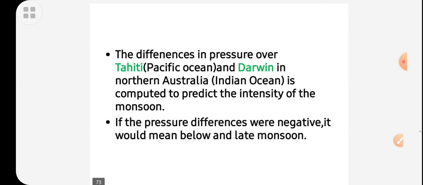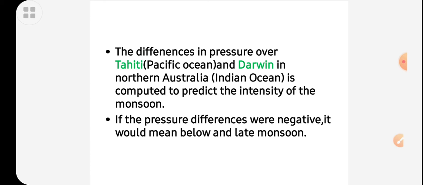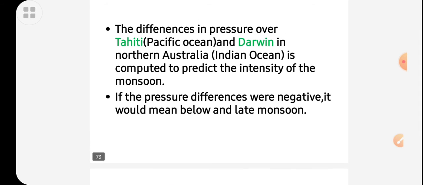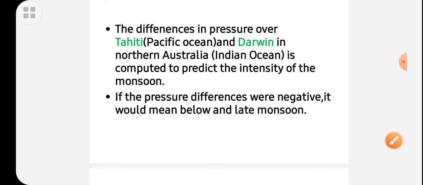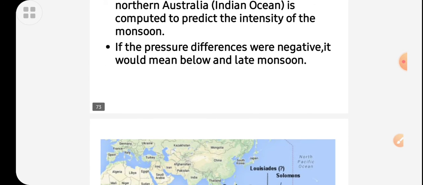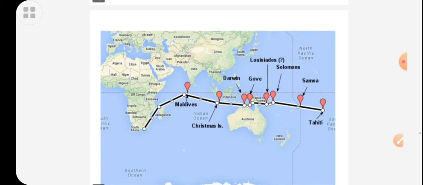So the difference is in pressure over Tahiti, in the Pacific Ocean, and Darwin, which I told you is in northern Australia. This you can understand: if this is Australia, this one portion is Darwin, the northern portion. So the Indian Ocean computed with the prediction of the intensity of monsoon. If the pressure differences were negative, it would mean a below-normal or late monsoon in India.